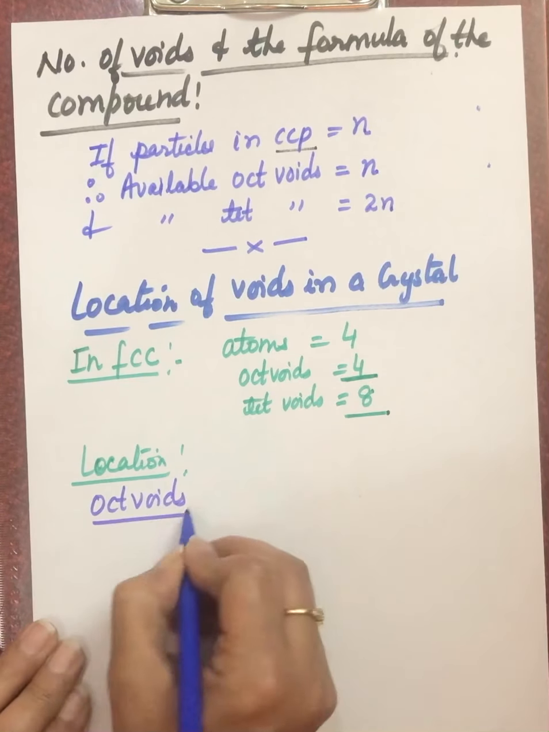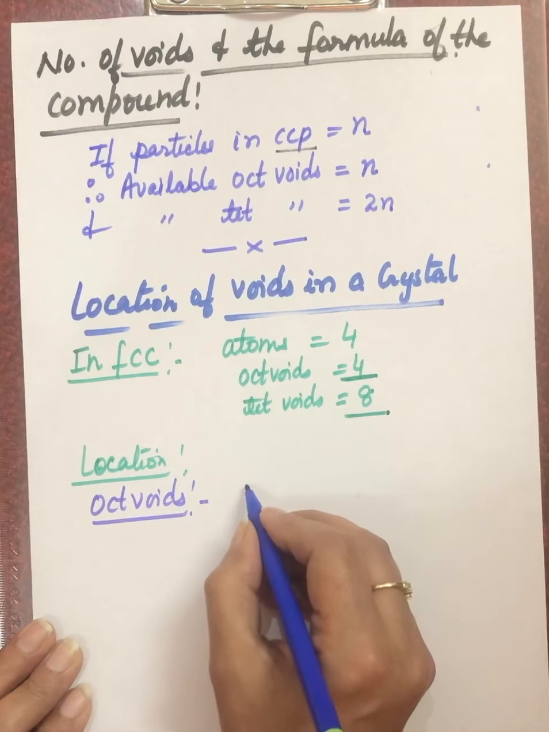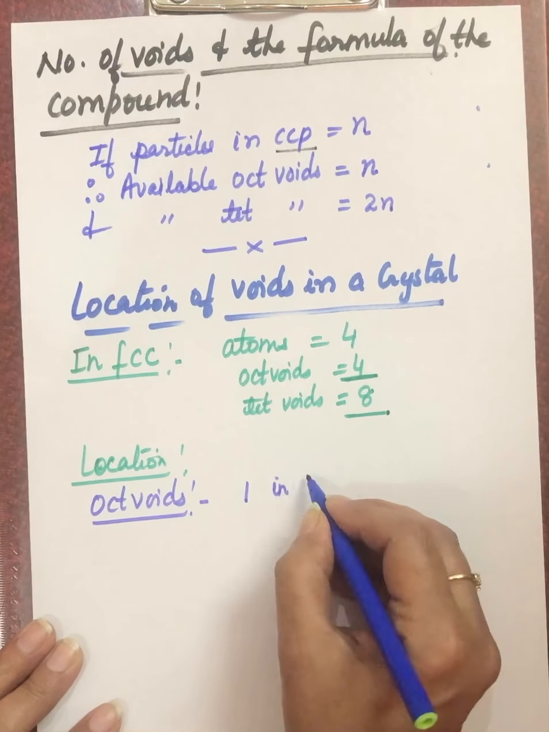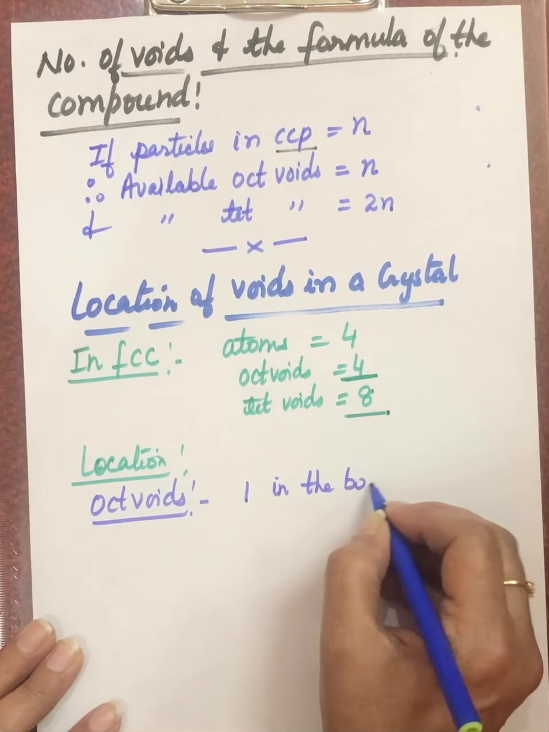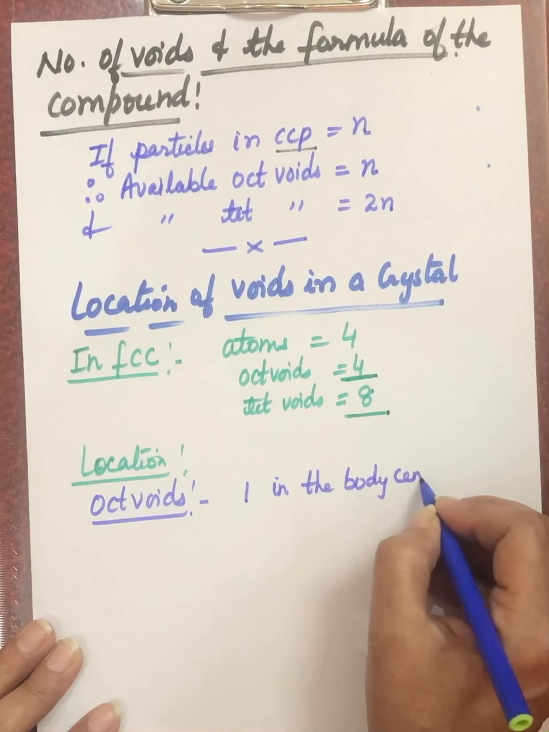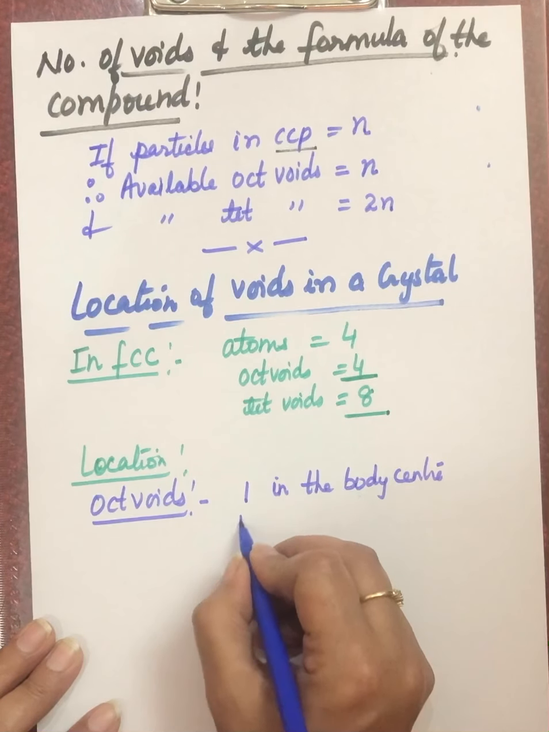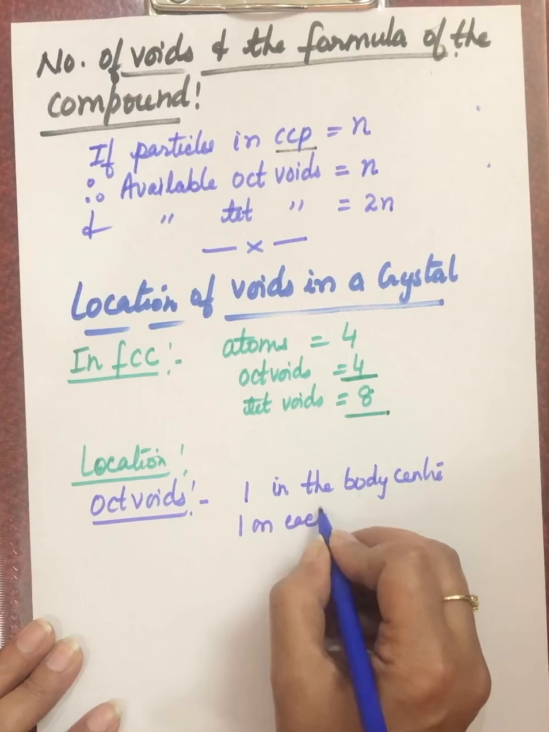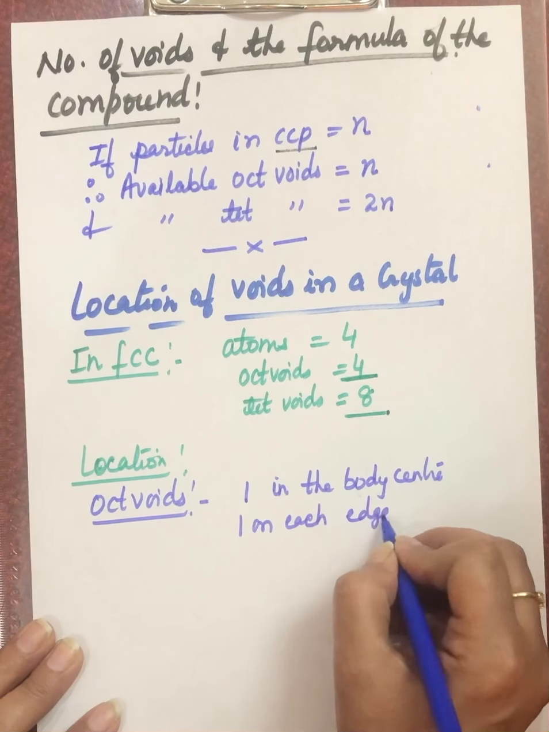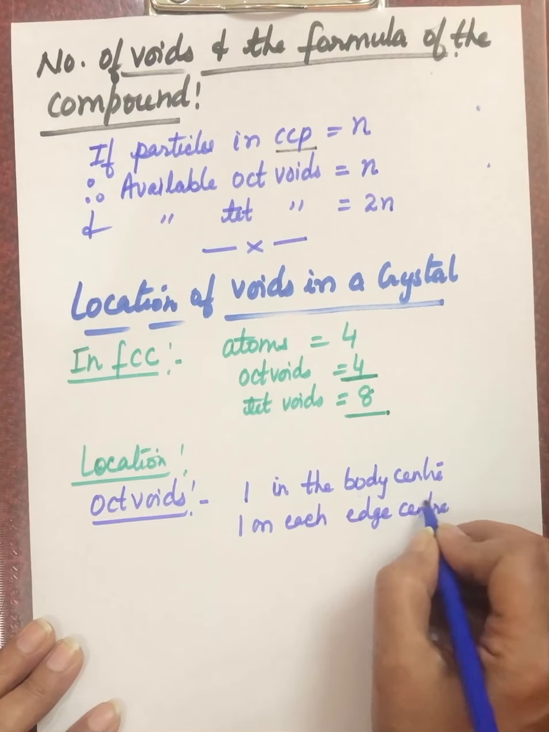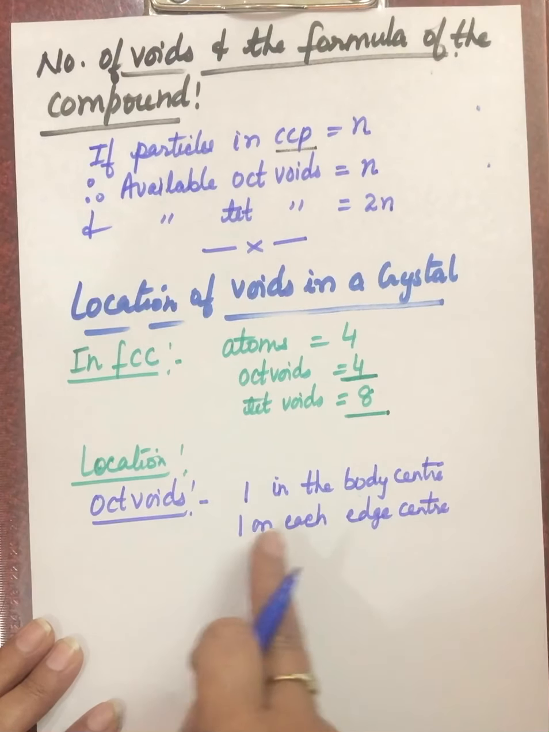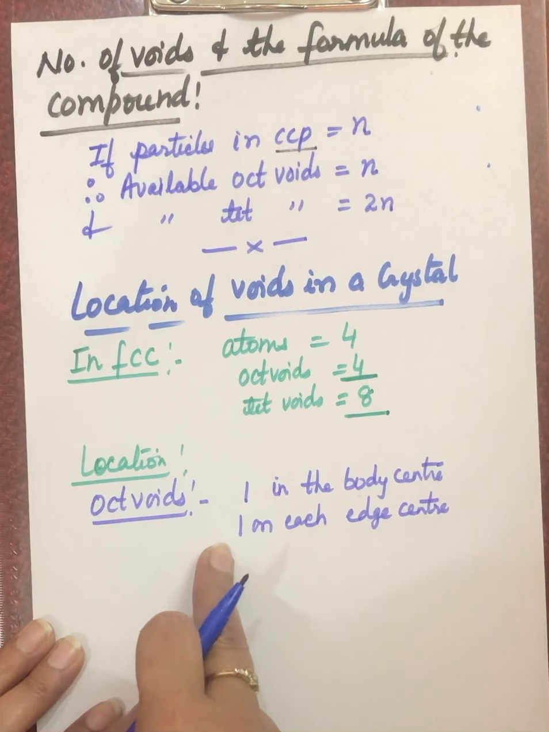Their location is, we'll find one octahedral void in the body center and one on each edge center. And how many edge centers are there in a unit cell? 12 are there. So there are 12 on edge centers.